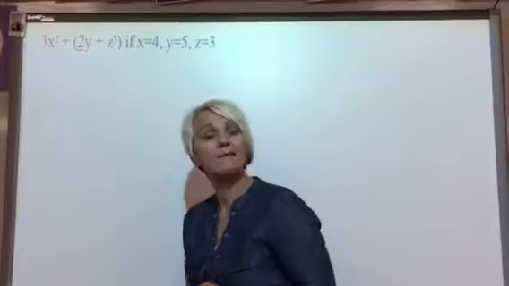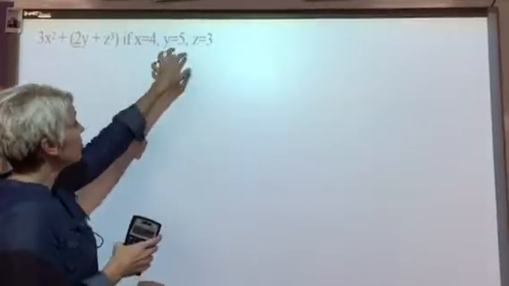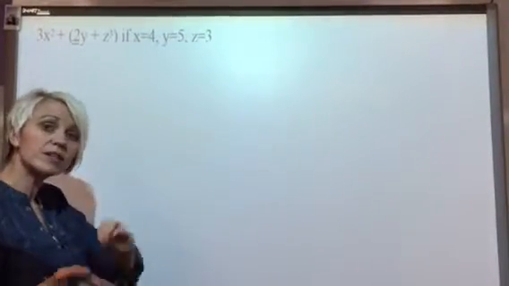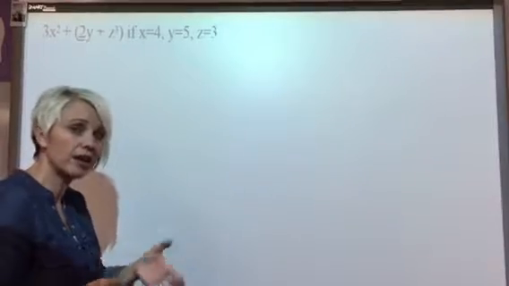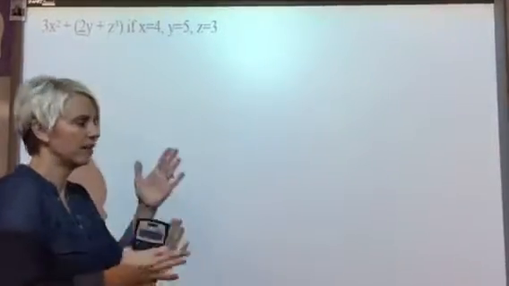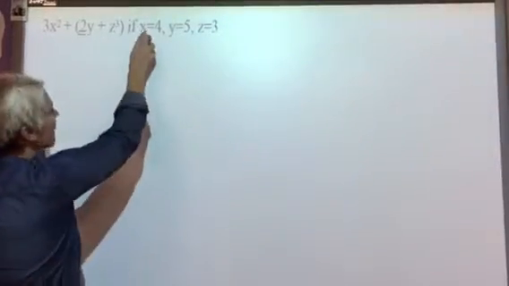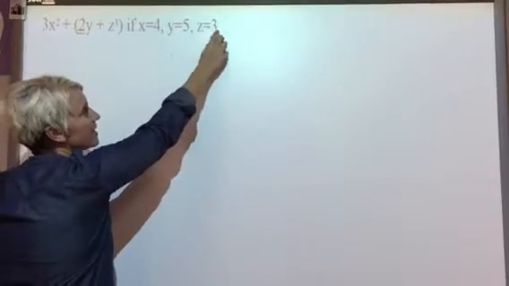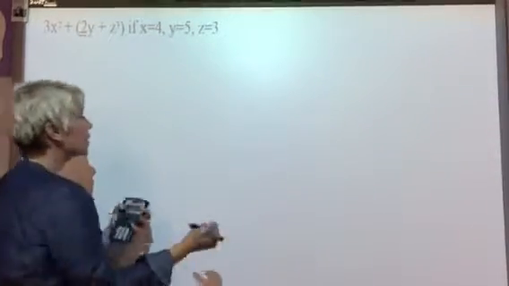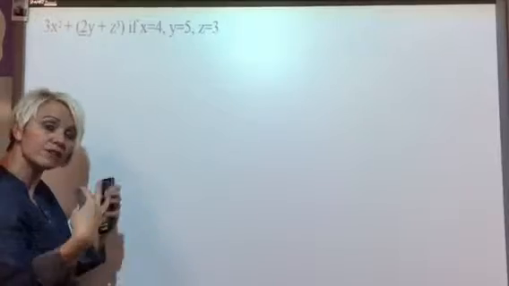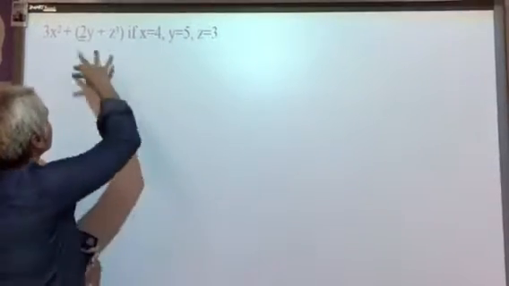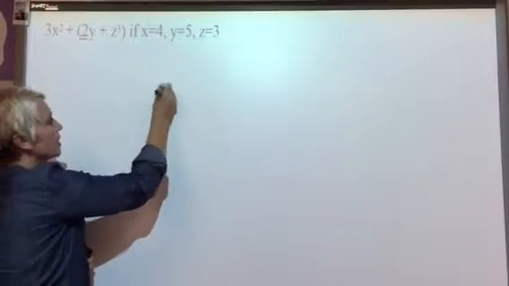Now we're going to work with evaluating when I have variables that represent numbers and then I want to plug those in. I call this plug and chug because you plug the number in and then you chug away. So this is x equals 4, y equals 5, z equals 3. So I'm actually just going to rewrite by putting each of these numbers in the place where they go in this expression.